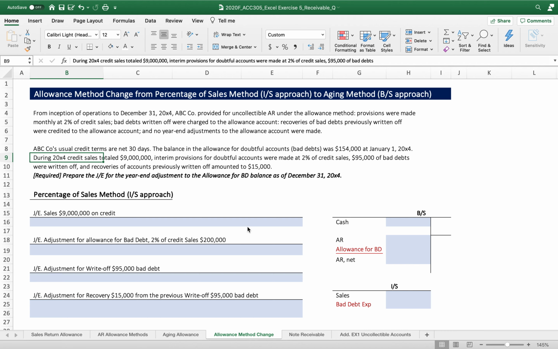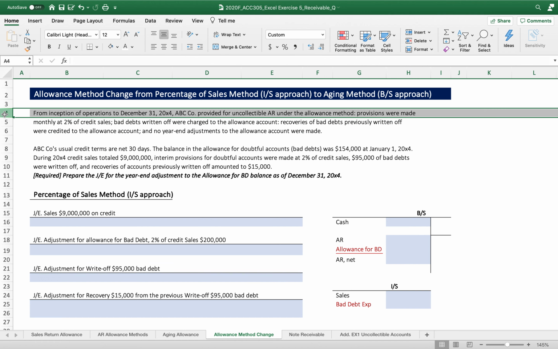Hello students, this video clip will cover allowance method change from percentage of sales method to aging method. Let me read the question first. From inception of operations to December 31st, ABC Corporation provided uncollectible AR under allowance method. Provisions were made monthly at 2% of credit sales.